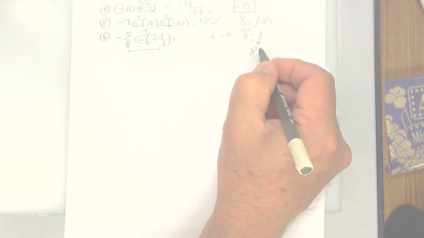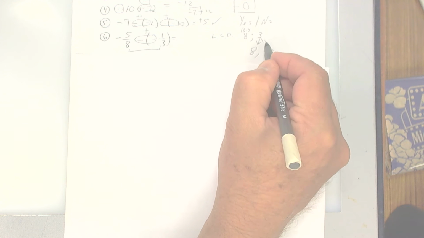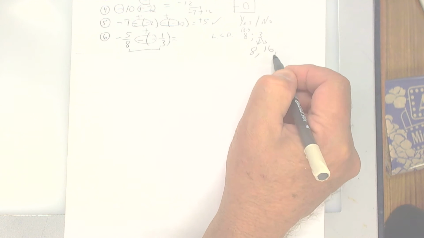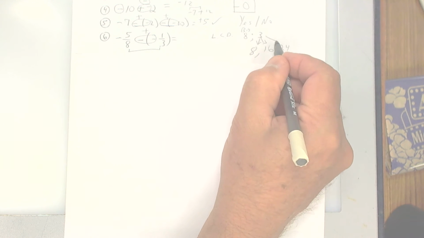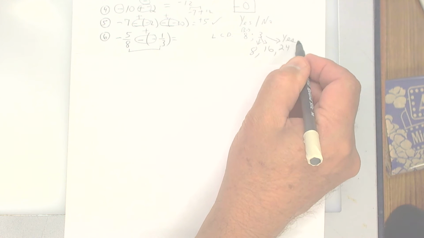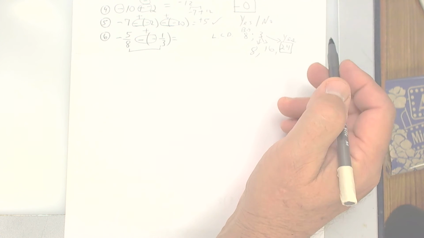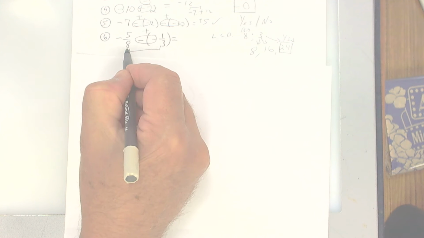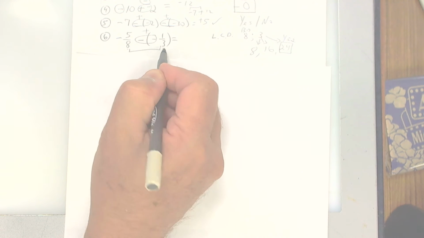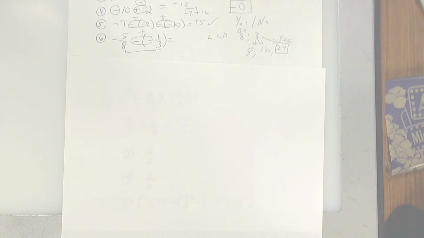Evenly? No. Double it, 16. Does 3 go into 16? No. Triple it, 24. Does 3 go into 24? Yes. That's your least common denominator. So you have to make this a 24 and you have to make that a 24 whenever you add or subtract. So look here. And this is why I tried to get you to memorize your times tables.